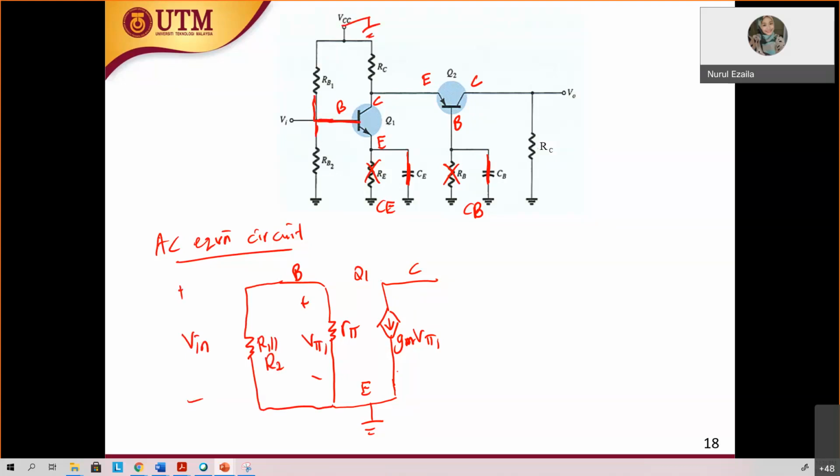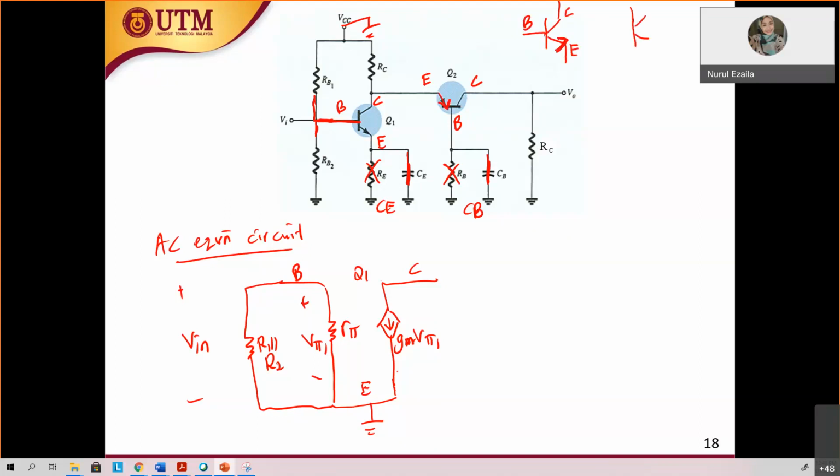So is Q2 NPN or PNP? NPN. Are you sure NPN? PNP. PNP. Okay. So this is NPN: current going out is NPN. Now this one has current going in. So this is how it looks.